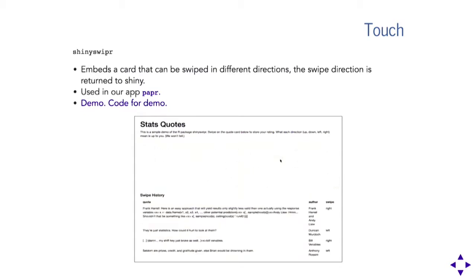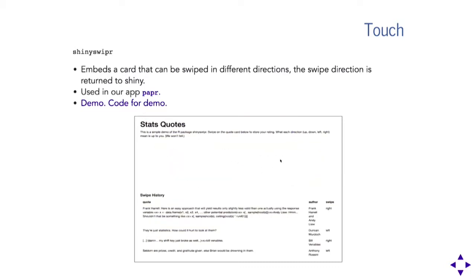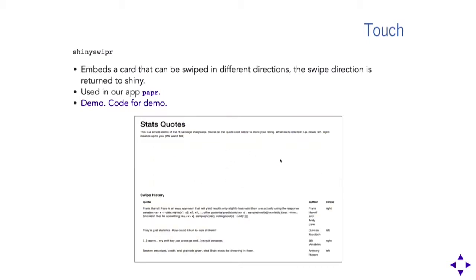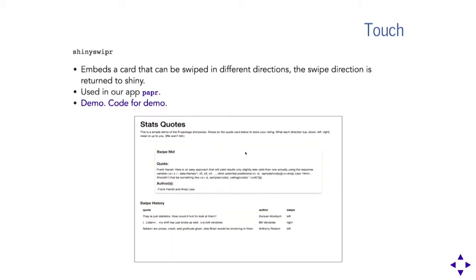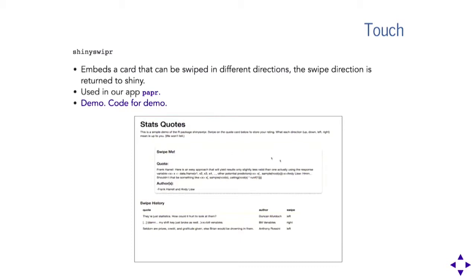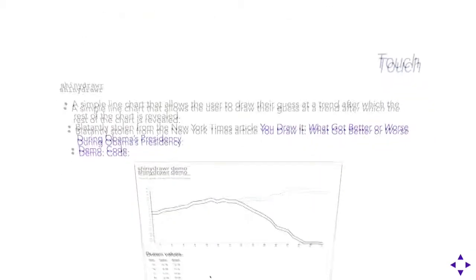You know, you put an H1, a div, anything you want, and then it displays that card, and then you can swipe it. And you can swipe left, right, up, and down, and it will return to Shiny, the server function, a reactive object saying the user swiped this direction. So this demo is just the stats quotes package, and you can decide which way you like, and you can see how it's updating the data below that. And it's used in our app paper, which you will learn a lot more about in the next talk.